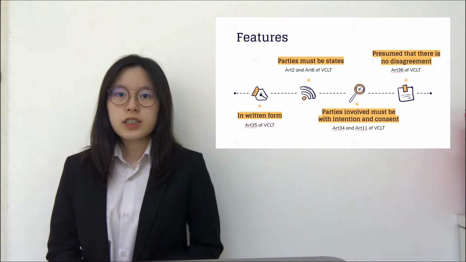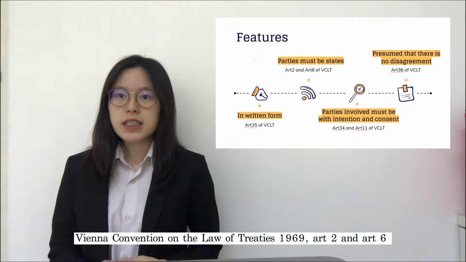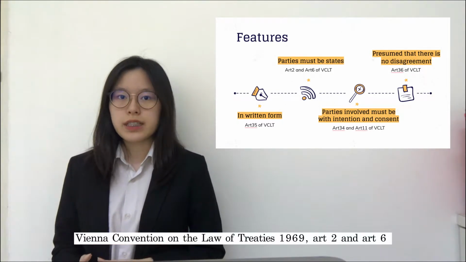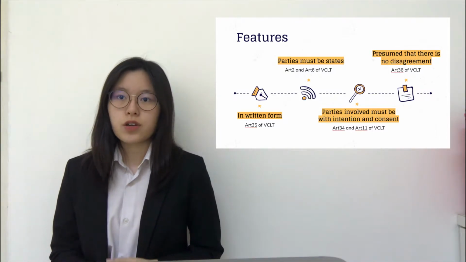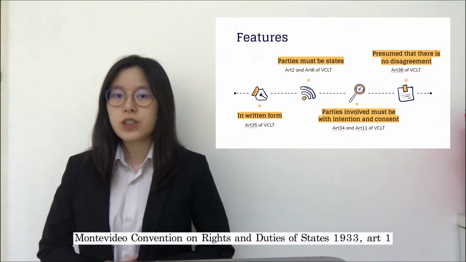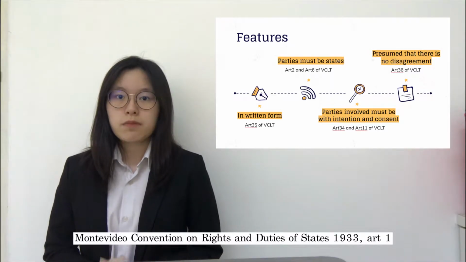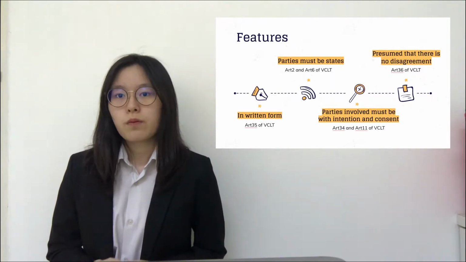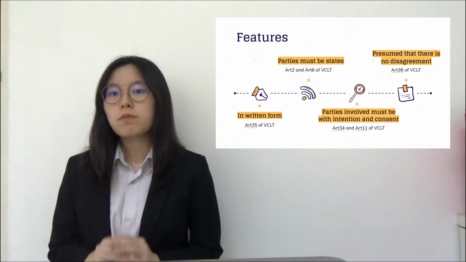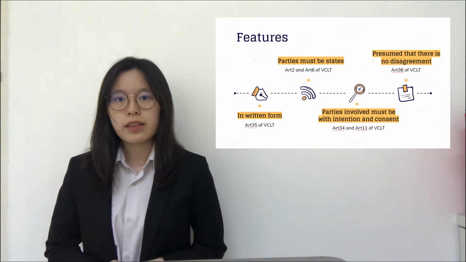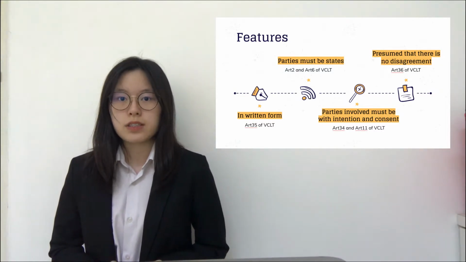Moving on to features, the parties involved have to be states, as mentioned in Article 2 and Article 6. In order to be recognized as a state, the main elements according to Article 1 of the Montevideo Convention on Rights and Duties of States are: there must be a permanent population, where a group of individuals live together on a permanent basis. It does not mean that no immigration is allowed or that there must be a fixed number of inhabitants.